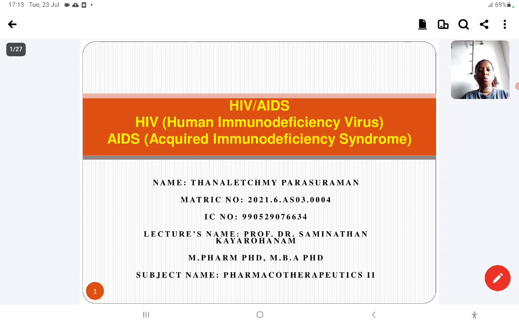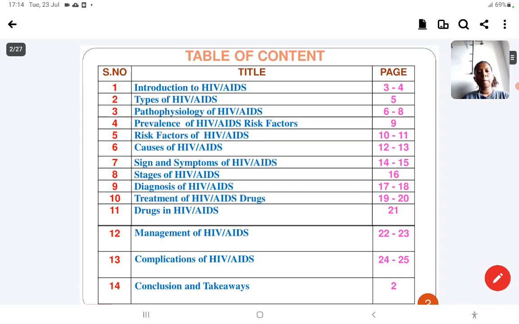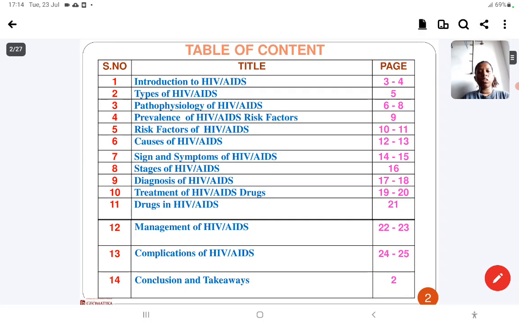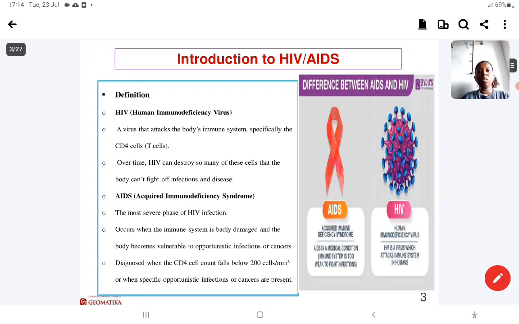HIV means human immunodeficiency virus. AIDS is defined as acquired immunodeficiency syndrome. Next, we move to the next slide. Okay, this is the table of contents inside my slide. Next, we move to the introduction to HIV and AIDS.